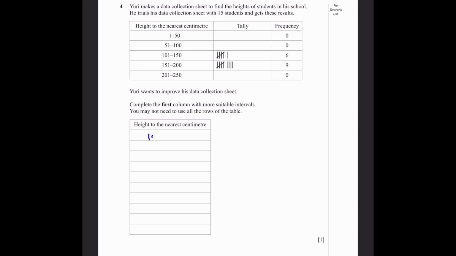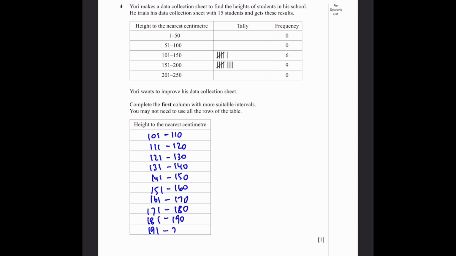So you can write that as 101 to 110, 111 to 120, 121 to 130, 131 to 140, 141 to 150, 151 to 160, 161 to 170, 171 to 180, 181 to 190, 191 to 200. These are much better column intervals because they are smaller in size. Each interval has 10 possible heights, and that'll improve the distribution of each one.